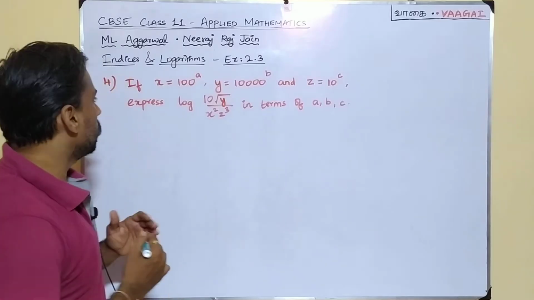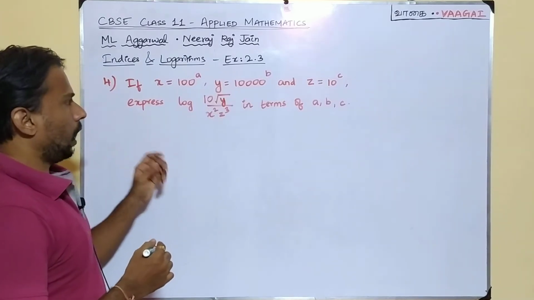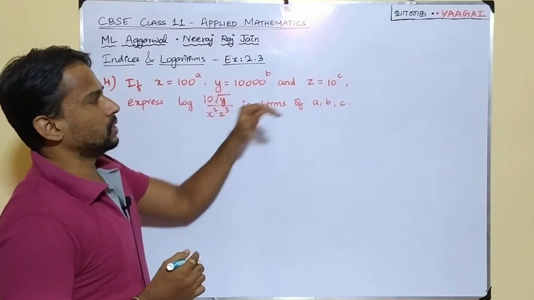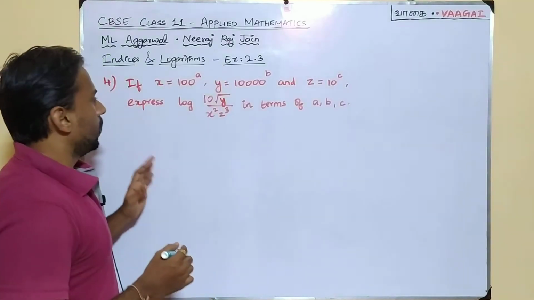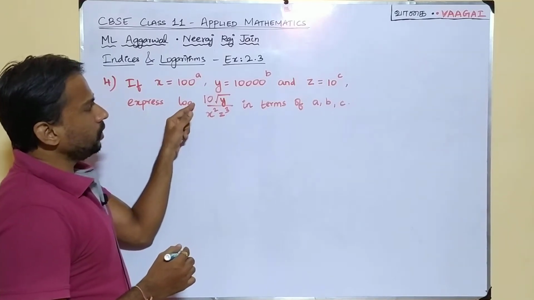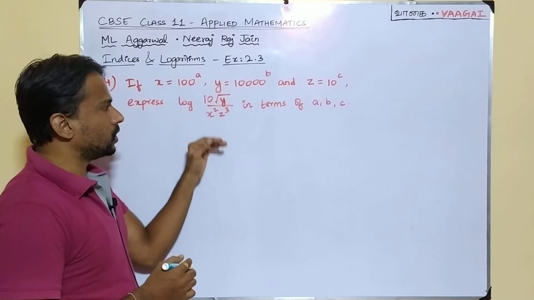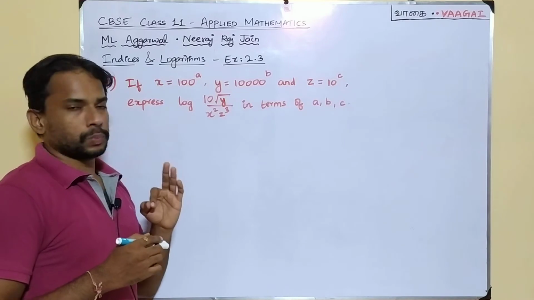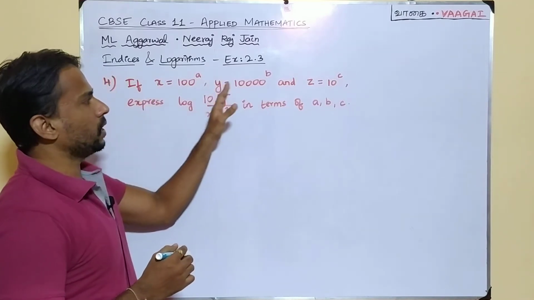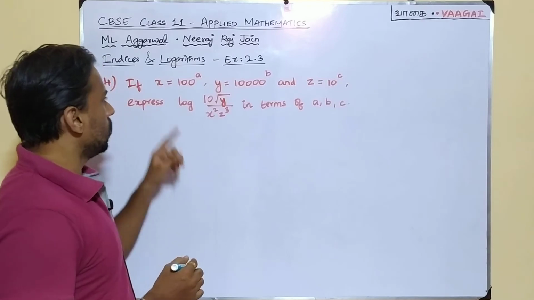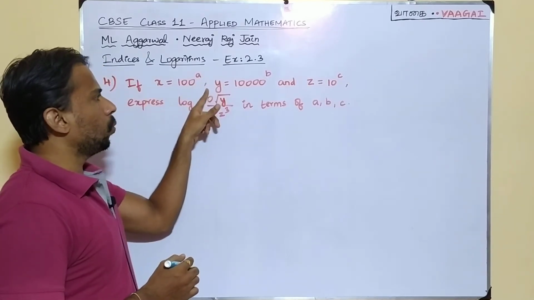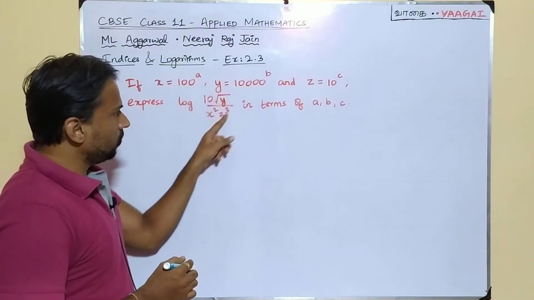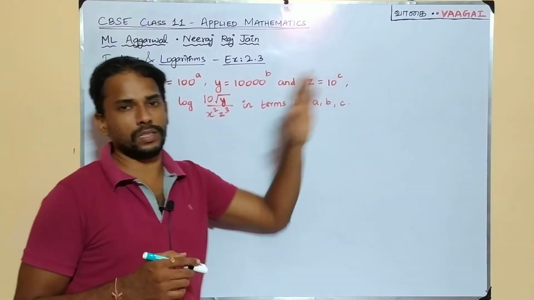Moving to question number 4. Here we have, if x is equal to 100 power a, y is equal to 10,000 to the power b, and z is equal to 10 to the power c, express log of 10 root y divided by x square z cube in terms of a, b and c. So we are given 3 expressions, for x, y and z, where x is given in terms of a, y in terms of b and z in terms of c. Now the question is asking us to express this expression in terms of a, b and c.